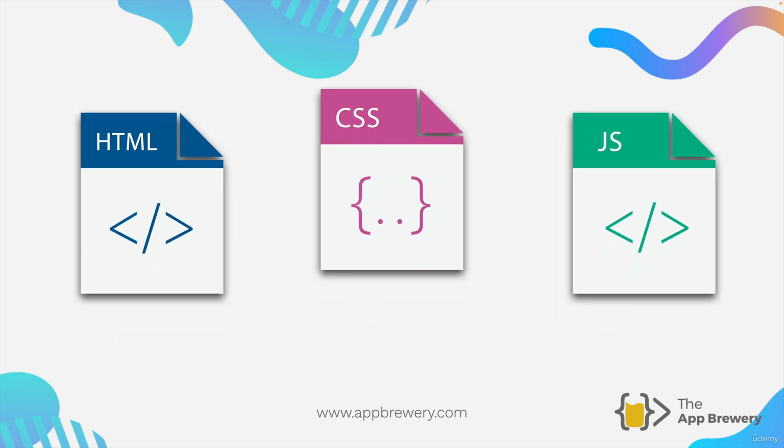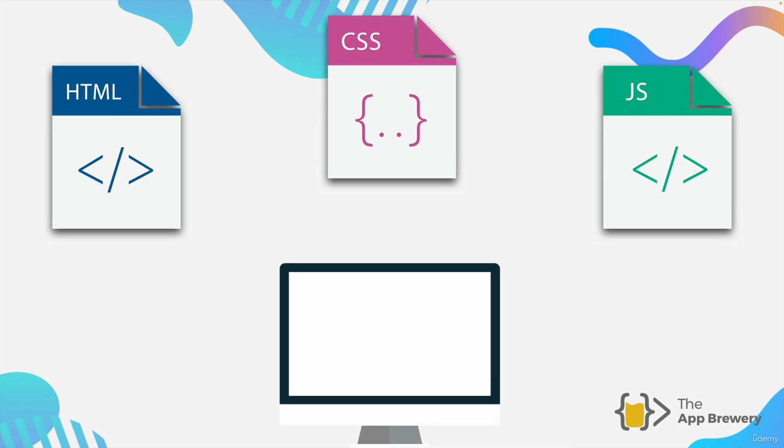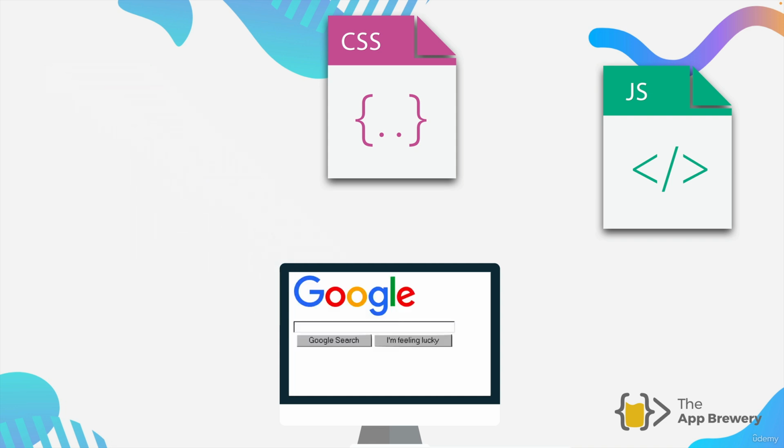So if we take the Google homepage as an example again, once we receive these three types of files from the Google server, we can use our browser, which is a piece of software that specializes in dealing with these files. So when the browser loads up the HTML, we'll get to see the content of the website. So in this case, there's one image which has the Google logo, there's two buttons, and there's a text box where we can enter our search term.